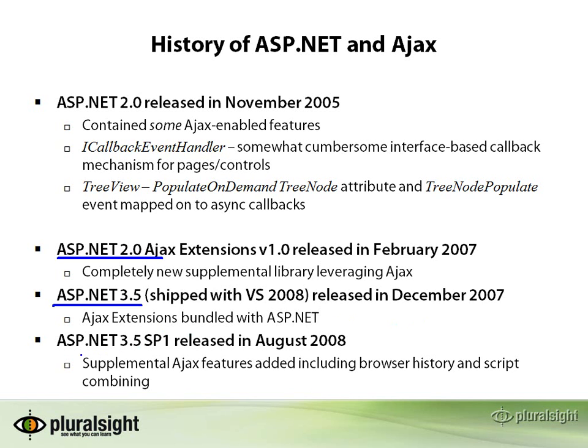And then there was an additional release in August of 2008 as part of Service Pack 1 of .NET 3.5 that included some updates to the ASP.NET Ajax extensions runtime, including a few new features like the browser history control, or browser history support, as well as script combining for making script downloading more efficient. So several features there were added in a subsequent release.